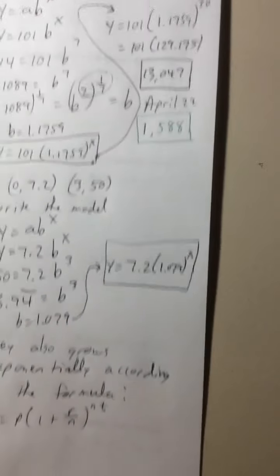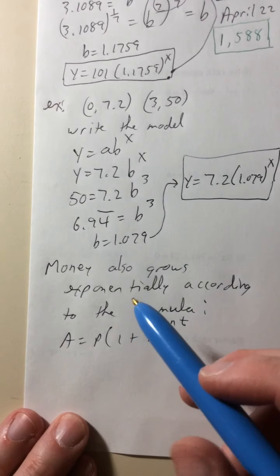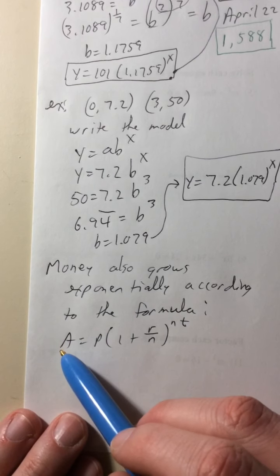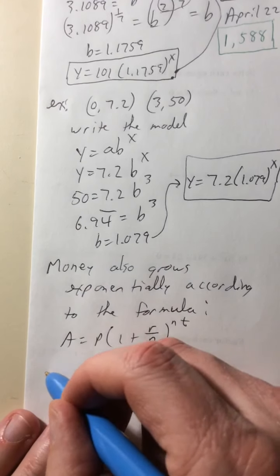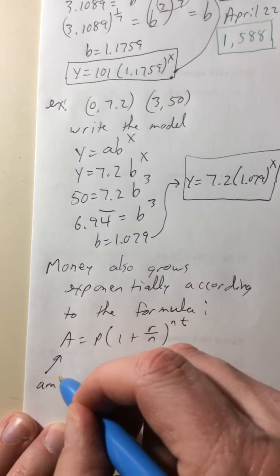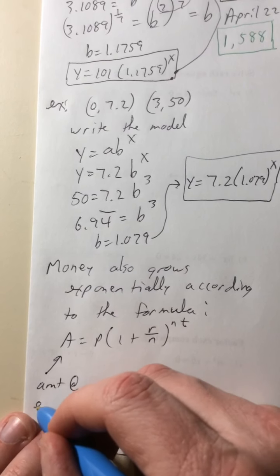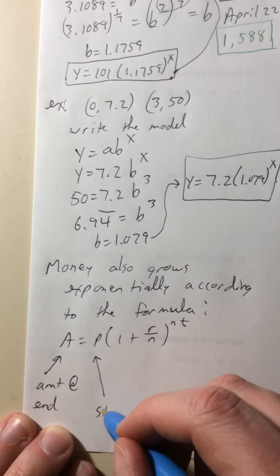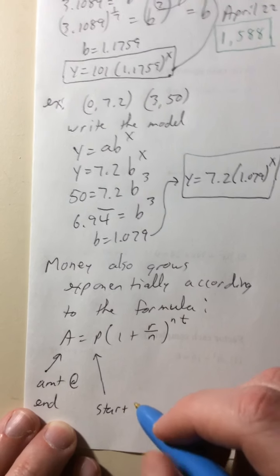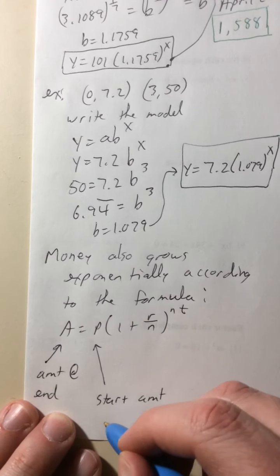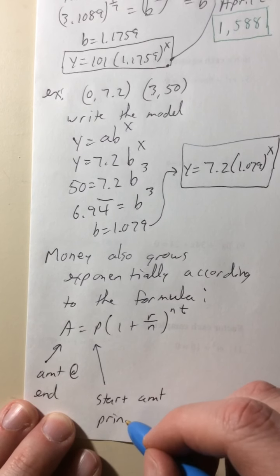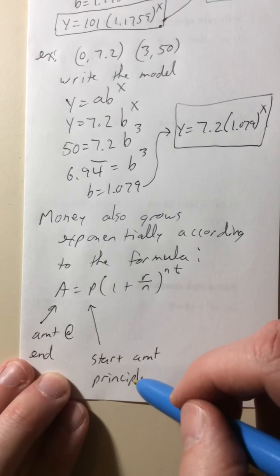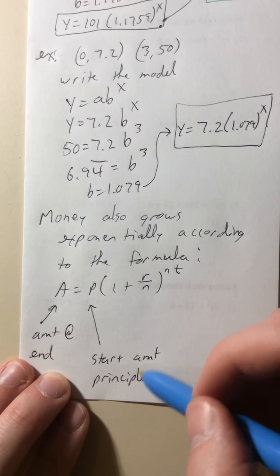Okay, so here's the cool thing. Money also grows exponentially according to this formula. A, the amount at the end, equals P, our starting amount, also known as principal, P-R-I-N-C-I-P-L-E, not P-R-I-N-C-I-P-A-L, right? That's the guy in the main office, Mr. Ernest.